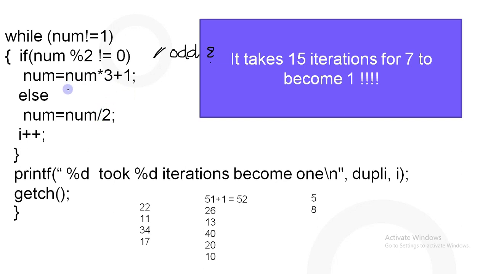It will become 16 in that same cycle, and 16 will be subjected to the next iteration, it will become 8. 8 will become 4 in the next iteration, and 4 will become 2, 2 will become 1. Therefore 1, 2, 3, 4, 5, 6, 7, 8, 9, 10, 11, 12, 13, 14, 15. So it takes 15 iterations in order to make 7 equal to 1.